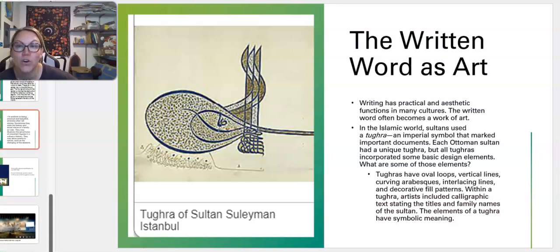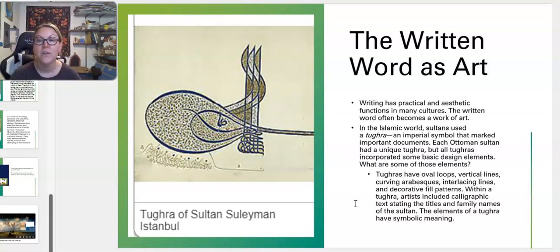The written word as art. This is a tughra right over here. Writing has practical and aesthetic functions in many cultures. The written word often becomes a work of art. In the Islamic world, sultans used a tughra as an imperial symbol that marked important documents. Each Ottoman sultan had a unique tughra, but all tughras incorporated some basic elements. Look at that beautiful tughra. Tughras have oval loops, vertical lines, curving arabesques, interlacing lines, and decorative fill patterns.